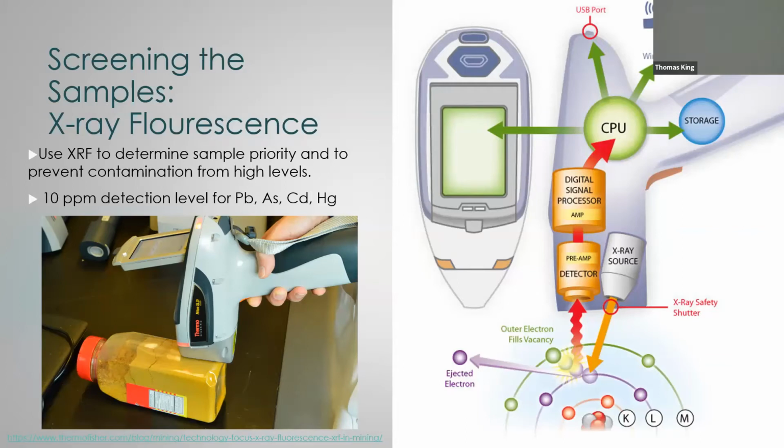How it works: basically, X-rays are emitted from the instrument that causes the ejection of an electron. The outer electron will drop down to fill the vacancy, and it emits light. The amount of light emitted is unique for each element. And that's how the XRF system works. It's nice to be able to screen the samples. That way, if there's a sample that's really high, we know we have to dilute it more, so we don't contaminate the instruments.